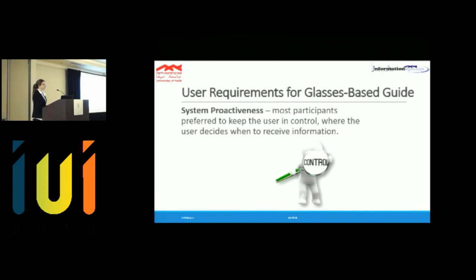The requirements that we found: system proactiveness. In this aspect, there is the question of whether the system should keep the user in control and provide information just in accordance with the user's request, or whether the system should take the initiative and provide information by itself. Most of the users prefer to keep the user in control, where the user decides when to receive information.